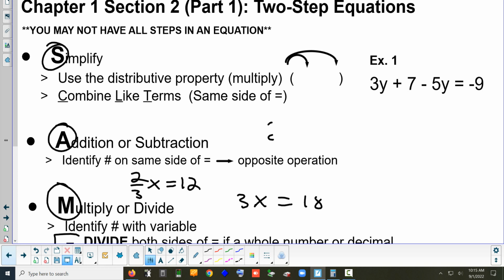Anyone remember what was the first thing we did on the last one? First thing we always check and see if we can do it. Maybe we can, maybe we can't. Liv? Simplify. What's the first thing we look for under simplify?